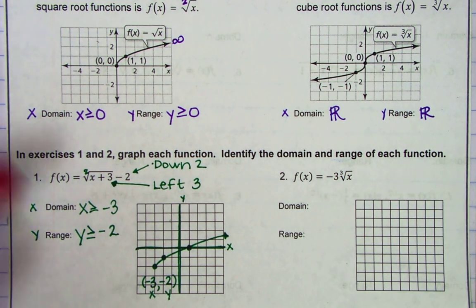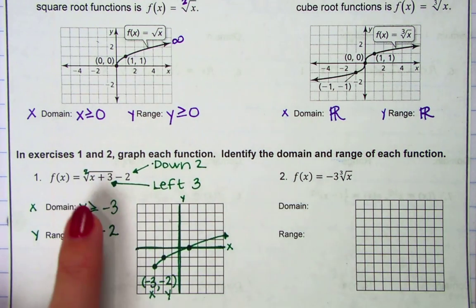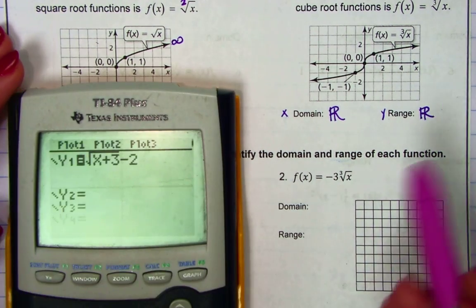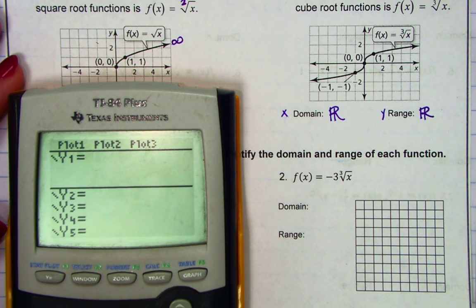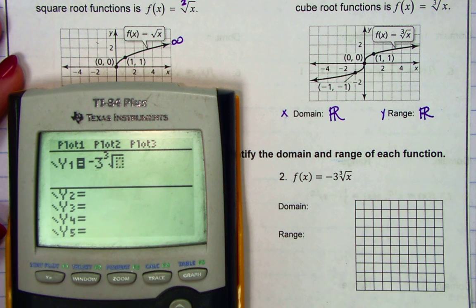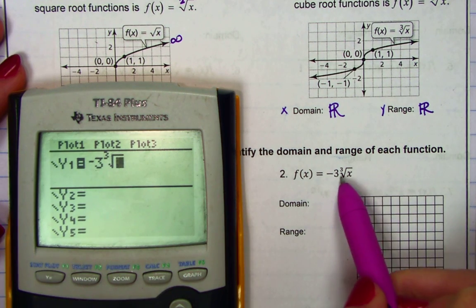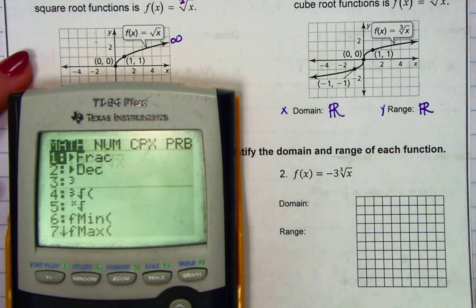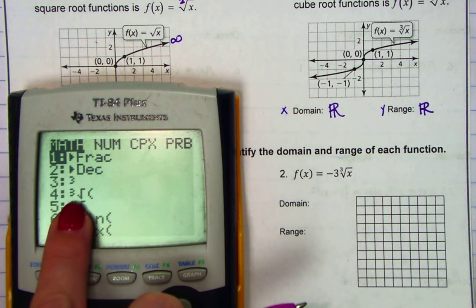Let's graph number 2 as well. Okay, we're going to do a lot of one square root, one cube root. Right, so on this one, I'm going to do -3. For cube root, that's math 4. Okay, math 4. So -3, math 4, and I'm going to put an x underneath it. Again, that's math 4, the cube root. That's the one we're going to use.